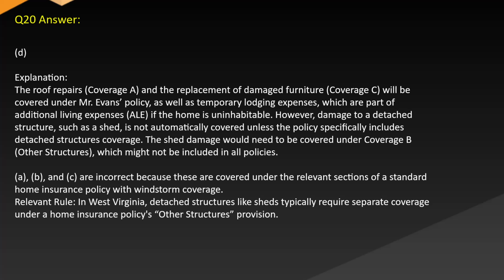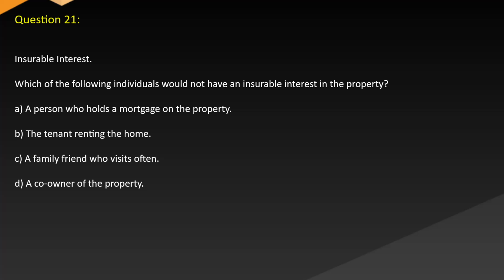Other structures, which might not be included in all policies. A, B, and C are incorrect because these are covered under the relevant sections of a standard home insurance policy with windstorm coverage. Relevant rule: in West Virginia, detached structures like sheds typically require separate coverage under home insurance policies, under the other structures provision. Question 21. Insurable interest.